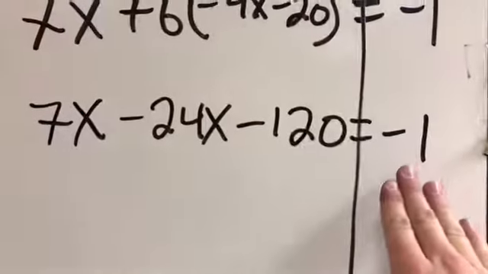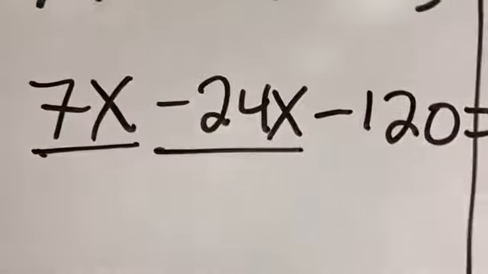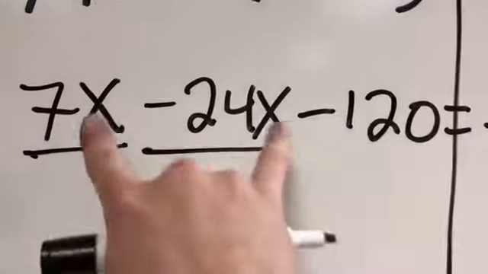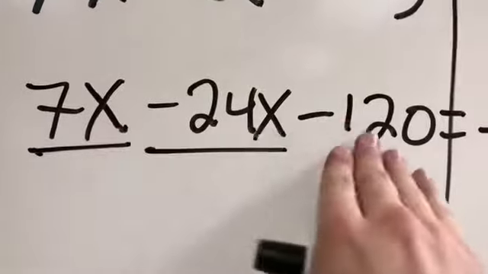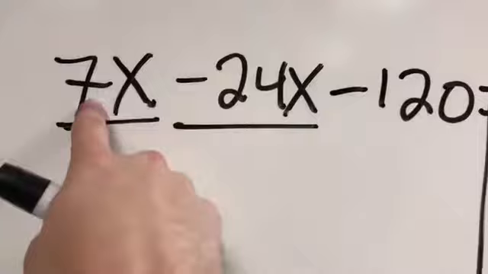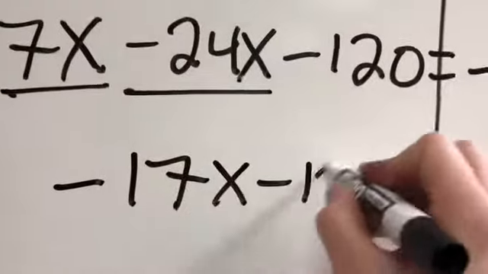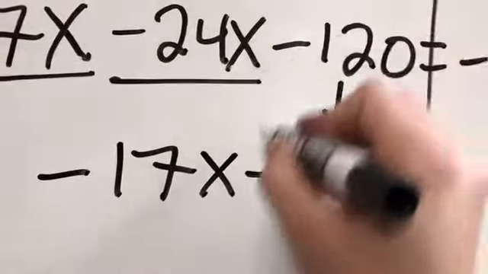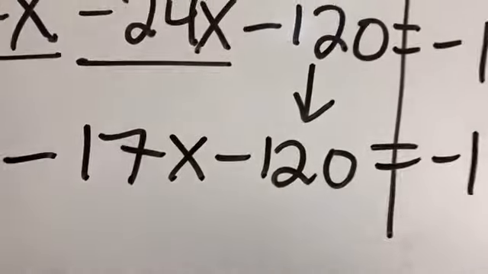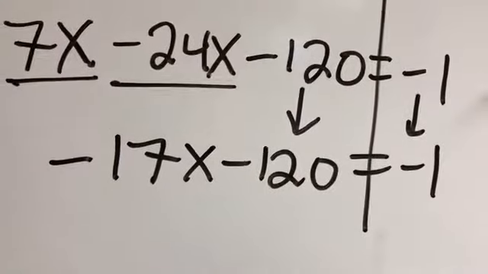After you clean up your distribution, we need to combine like terms that are on the same side of the equal sign. So I'm going to ignore that -1 and look at my like terms. I see 7x and negative 24x. They're like terms because they both have the same variable. That negative 120 does not, so it cannot be combined. 7 minus 24 is going to be negative 17x. We haven't touched the negative 120. We haven't touched that negative 1 either. And don't forget, guys, those negatives have to come down.